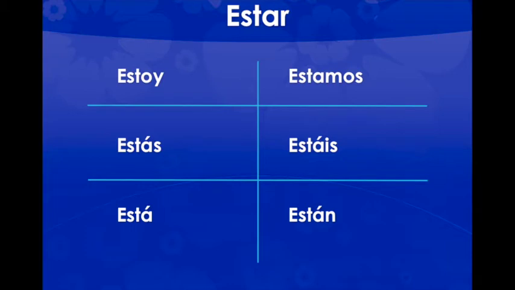Estar conjugates as follows. So yo estoy, tú estás, él, ella, usted está, nosotros estamos, vosotros estáis, and ellos, ellas, ustedes están. Notice how the bottom four have accents. The top two do not. Estoy and estamos do not.